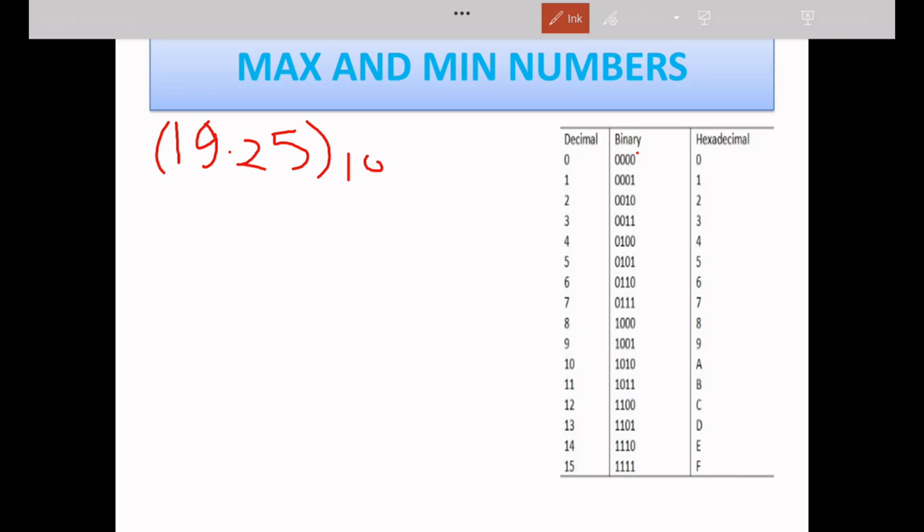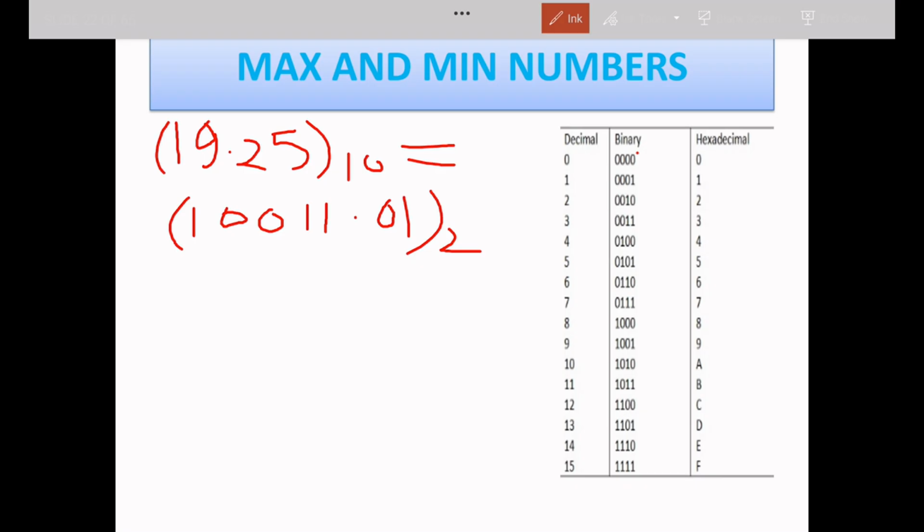Okay, base 10. So I will convert this number to the binary form. You try to practice. I am writing directly 1 0 0, 1 0 0, 1 1. You can check also, maybe I am wrong. Okay, dot 0 1. Okay, this is your binary representation. Now I got the number.